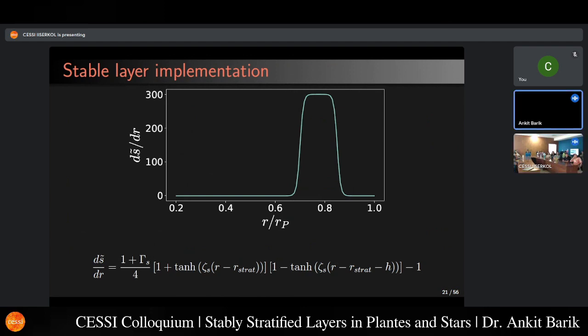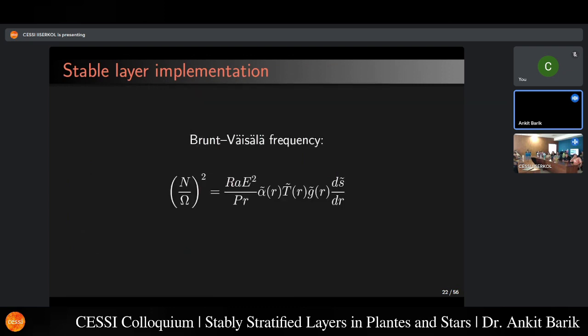Finally, stable stratification is implemented by specifying a background entropy gradient, which is -1 in the areas where you want to allow convection to exist, and then goes to some high value where you want to suppress convection, or you want a stably stratified layer. In terms of a more familiar quantity, the buoyancy frequency, this is how they are related. The buoyancy frequency is related to the entropy gradient through thermal expansion coefficient, temperature, gravity, and your control parameters. Wherever you have convection, your N squared goes negative, so this is -1, and wherever you don't have convection, your N squared is positive.